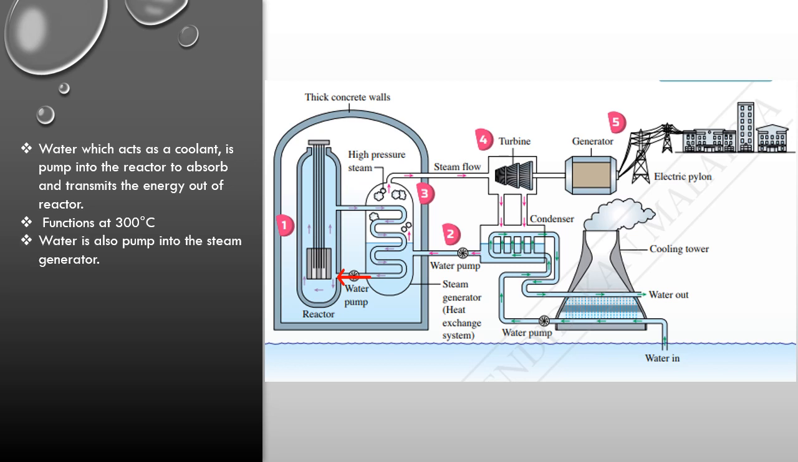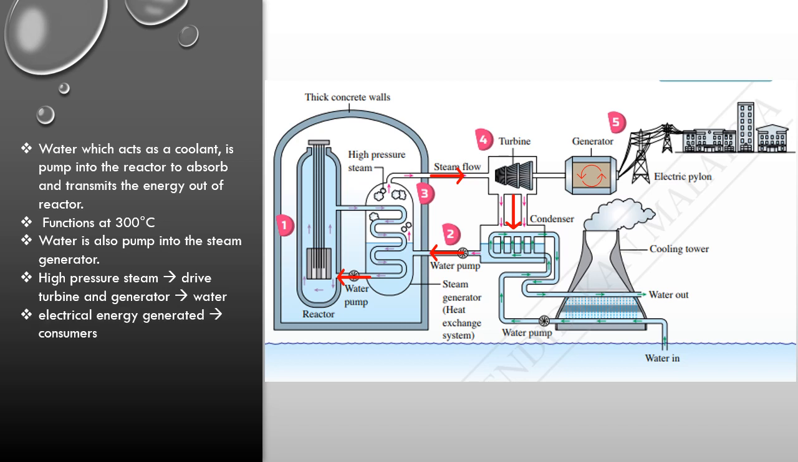After that, water is also pumped into the steam generator. The boiling of water creates high-pressure steam and drives a turbine, which in turn rotates a magnet or coil in the generator. The steam will condense into water. The electrical energy generated is sent to consumers via a power supply transmission system.